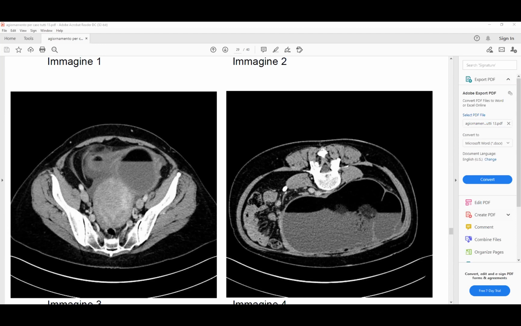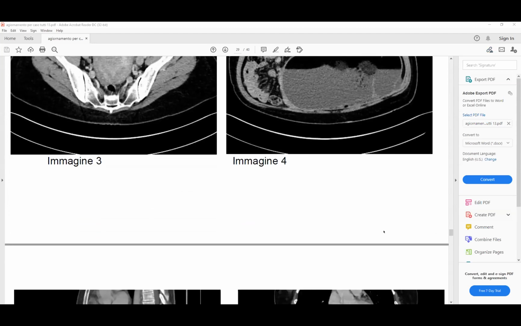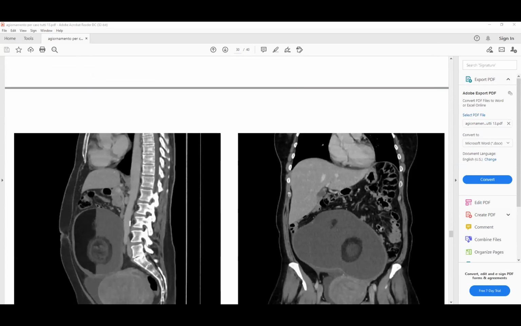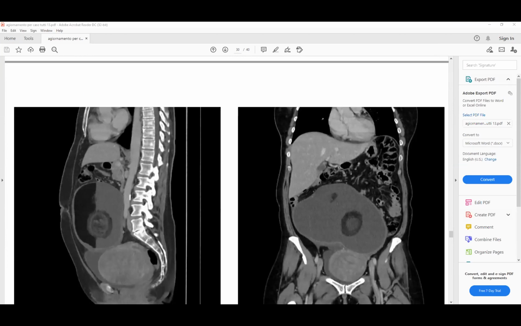Yeah, I was not sure about that. This is kind of an old case. Yeah, the article I read said that's one of the most specific signs, but it's rare. These are other reconstructions that we did, and yeah, it was a cystic mature teratoma, right?